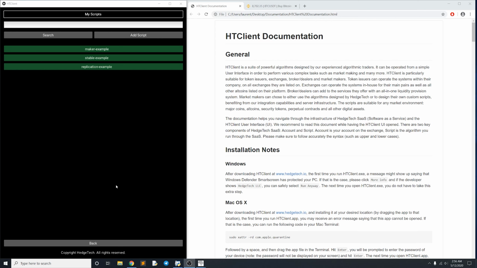In this video we're going to dive deeper into the strategies, which is the most important part of the software as a service. So in this specific video we're going to look at liquidity providing and spread narrowing strategies. On the left side here I have the app open with three mock scripts, and I also have the HT client documentation open. The general objective of all these strategies is the same. It's to provide liquidity, to narrow the spread, but there are some key differences that I would like to point out. So let's go ahead and look at Maker first.